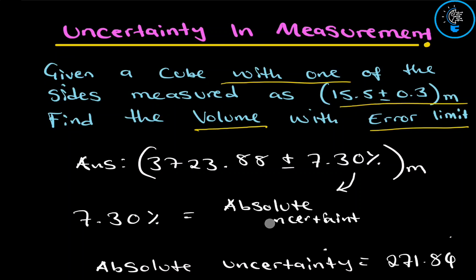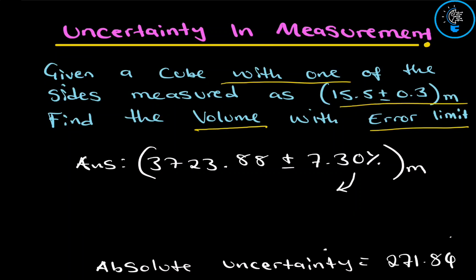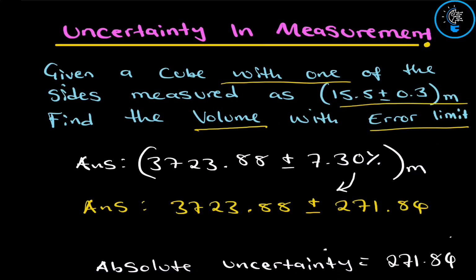Yeah, we need to get rid of these things. Then the alternative way of writing the answer will be 3723.88 plus or minus that value, 271.84 meters. So you can either write it this way or you can write it that way. Okay, now we've done it using that formula.